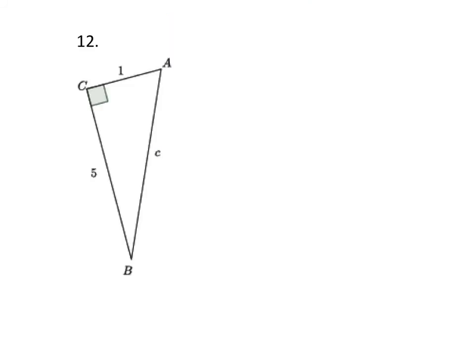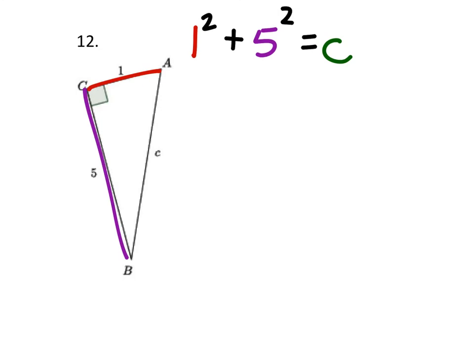Alright, on this one, we use the Pythagorean Theorem. So I've got this length of 1 and this length of 5 as legs. So if I square the legs and then add the two squares, I get the hypotenuse also squared.